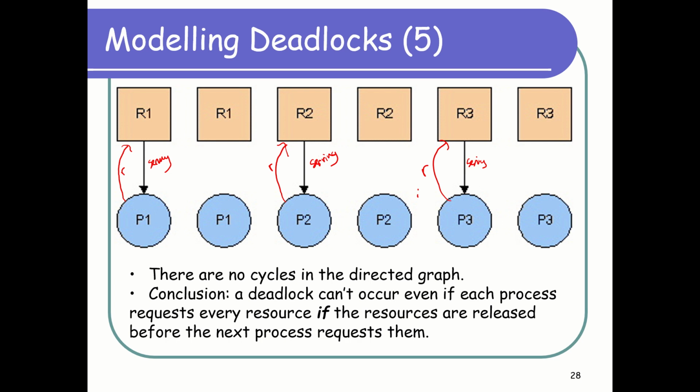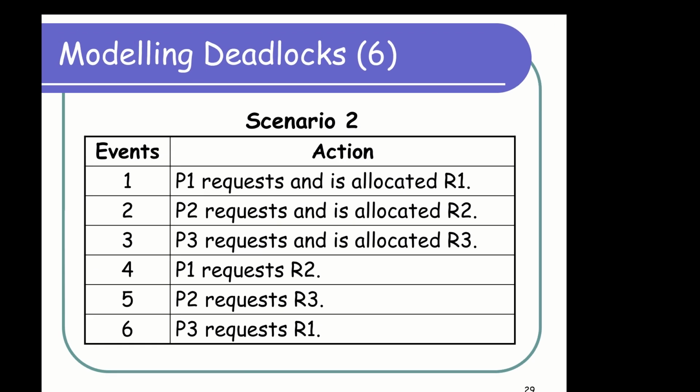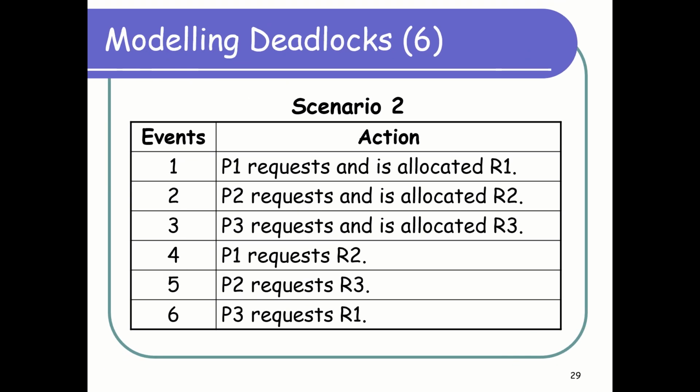Let's say now R2 is serving P2. If process 1 tries to request R2, this will be a block condition. So, modeling deadlocks, scenario 2. P1 requests and is allocated R1, so this one is P1 and R1. R1 is now serving P1. And P2 requests and is allocated R2, so R2 is serving P2.